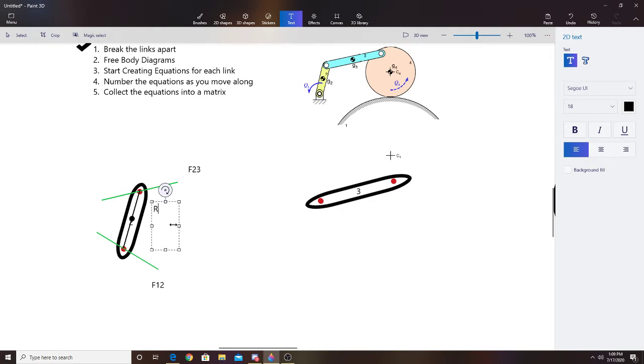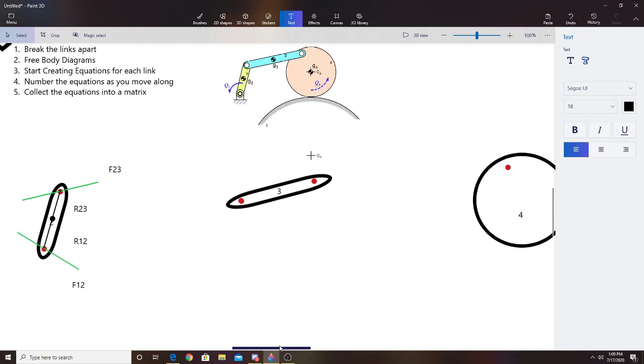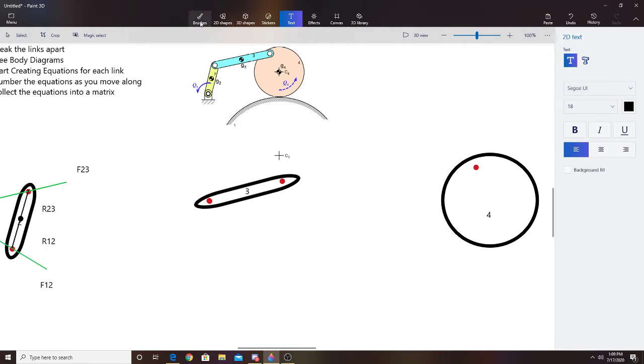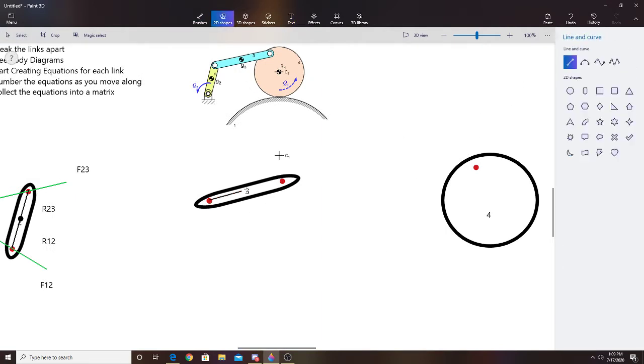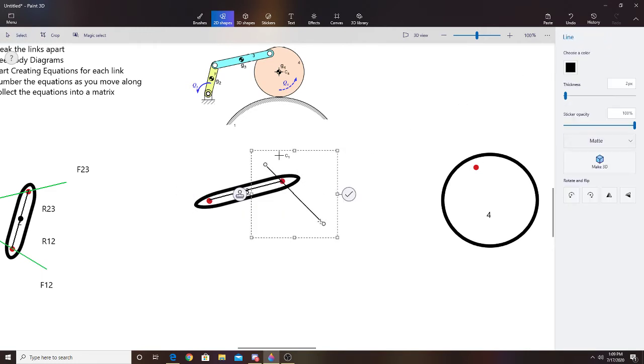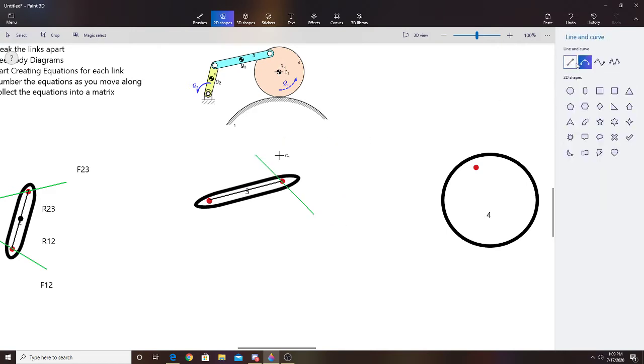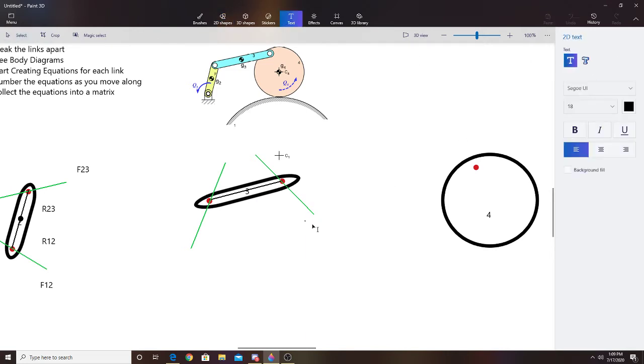I'll just do one here. So R23, R12. Right? So R23 is the top one, R12 is the bottom one. First free body diagram. I'll just do the rest of them as fast as possible. If you have any questions, you guys can stop me though.